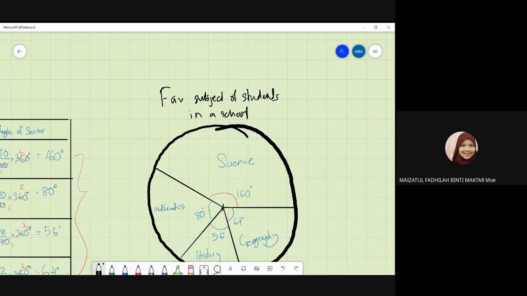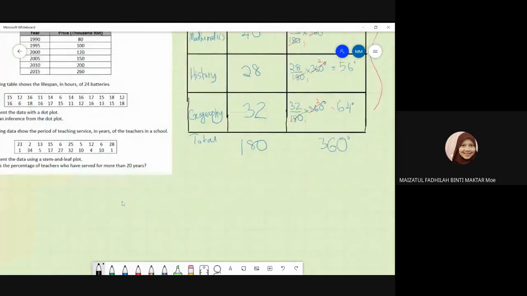Right, so that is done for question number 1. I hope all of you understand how to solve question number 1. Okay, next we will go to question number 2.